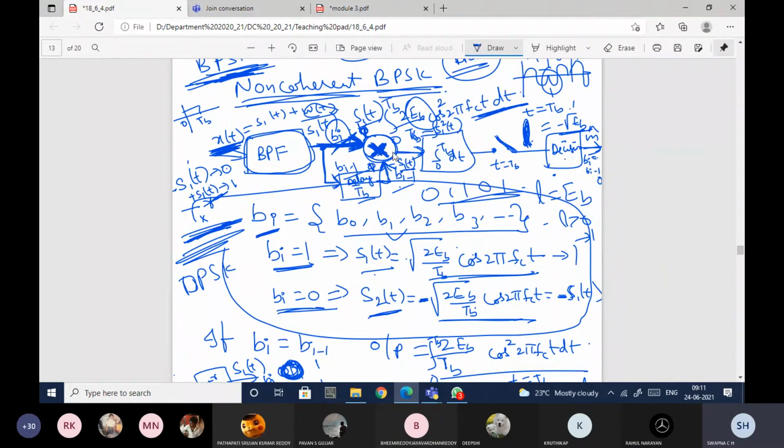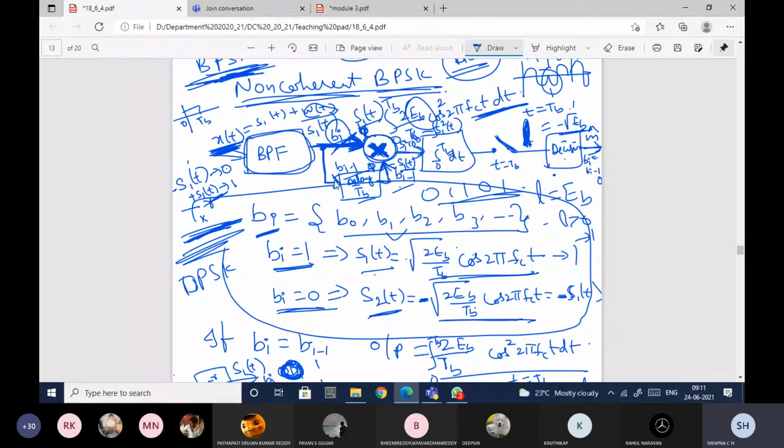So 1 in S1 of t multiplied with S1 of t, you'll get S1 square of t. In both the cases, the output of the multiplier will be the same. So that is the reason either Bi can be 0 0 or Bi can be 1 1. This is how the detection will happen.